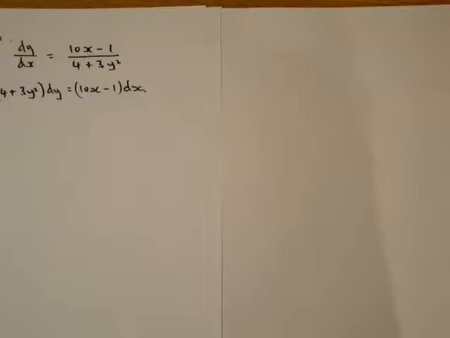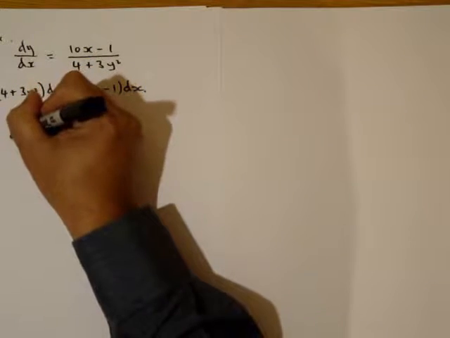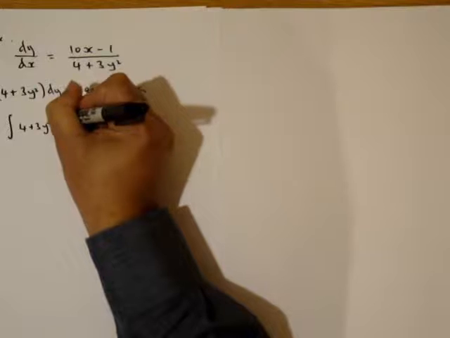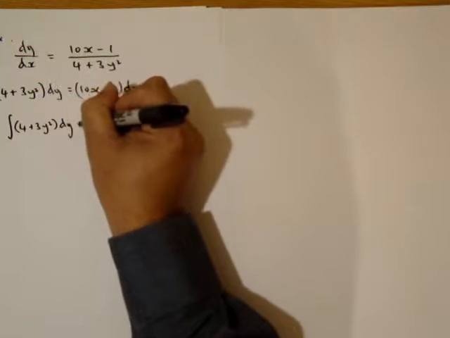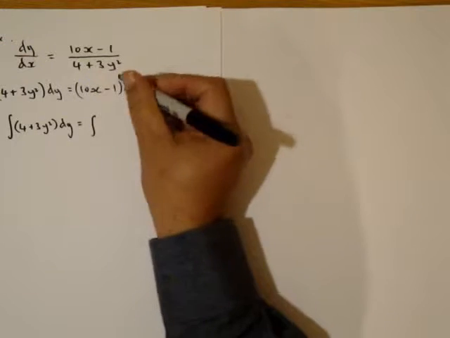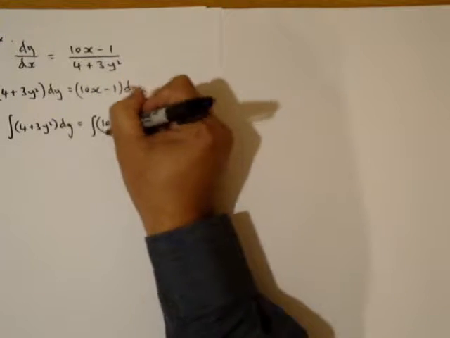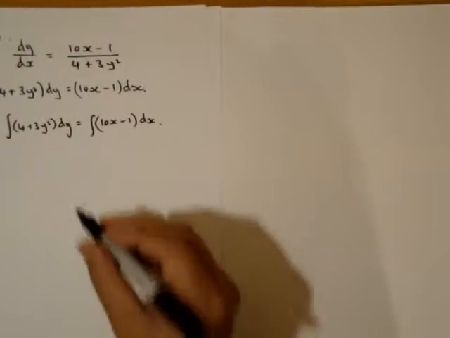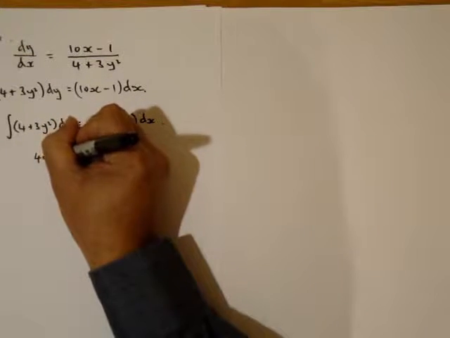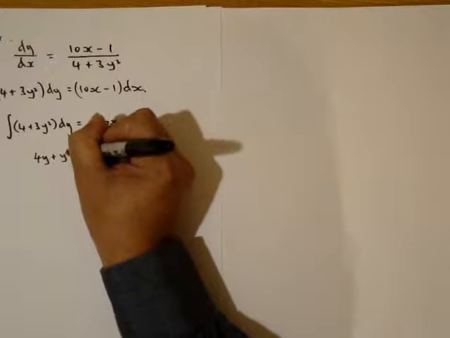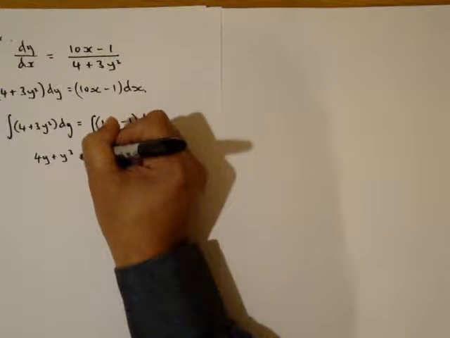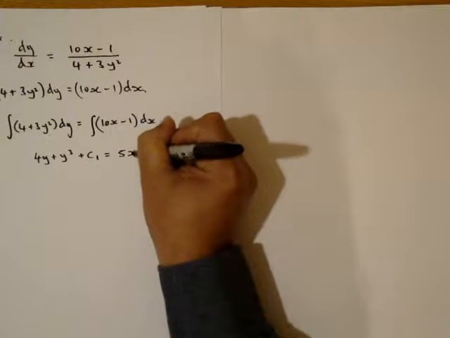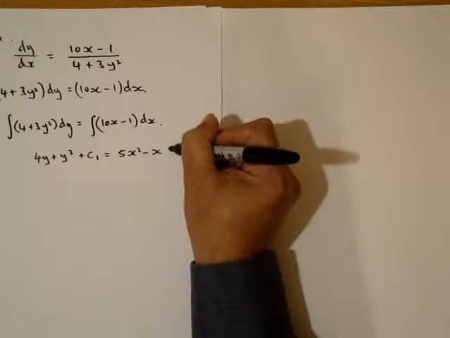Now let's integrate on both sides, so we get the integral of 4 plus 3y squared dy, and then integrate the other side, 10x minus 1 dx. Here when we integrate this side, we get 4y plus y cubed plus a constant, and on this side we get 5x squared minus x plus a constant.